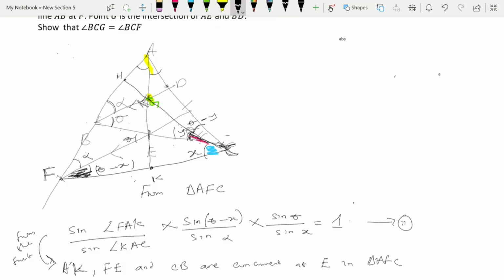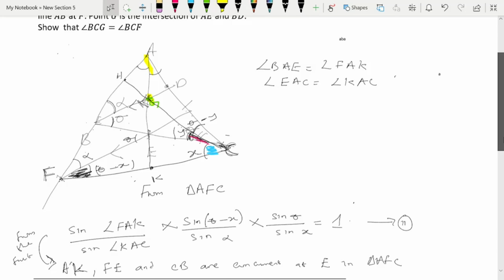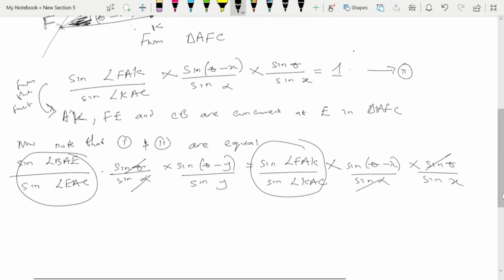So if you notice, angle BAE is equal to angle FAK, right? This is BAE, this is FAK. So they are basically the same thing. Similarly, angle EAC is equal to angle KAC. Okay, so you can come down now. Since BAE is equal to FAK, sine of BAE is equal to sine of FAK, so these two can go out. And since EAC is equal to KAC, these two can also go out.